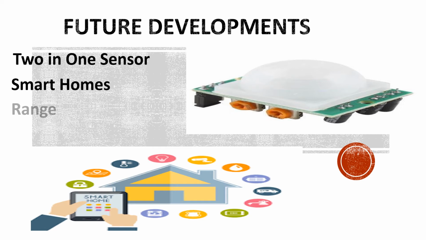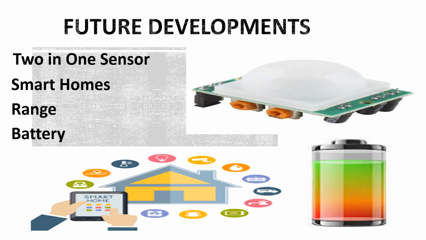Techie guys want to increase the range of motion sensor so they can cover the maximum distance and can notify the change happen in that area. Power is another area where companies are working. They want to use solar energy instead of normal battery backup.